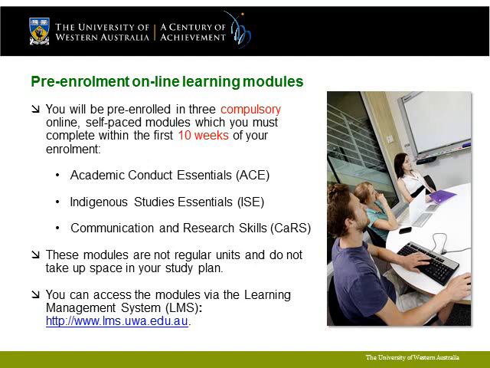Within the first 10 weeks of your enrolment, you must complete 3 compulsory online self-paced modules: Academic Conduct Essentials, Indigenous Studies Essentials, Communication and Research Skills. These units do not count towards your degree, and your enrolment in these units has already been organised. It is important for you to complete these modules early on in Semester 1, as they will be very helpful with your assessments throughout your studies. If you fail to complete one or more of these units within your first semester, you will be given a sanction at the time that they are applied. It is important to avoid this.